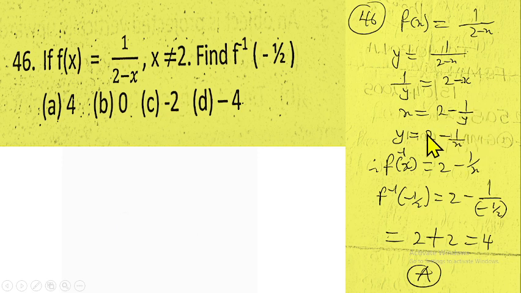Then from there, you are finding the inverse. Change this one to y and change this one to x. So you have y equals 2 minus 1 over x. So therefore, the f inverse of x will be, which is the same thing as this y, equals 2 minus 1 over x. Now that we know the inverse of the function, we can just substitute minus half into it whenever we see x. That will give us 2 minus 1 over minus half.